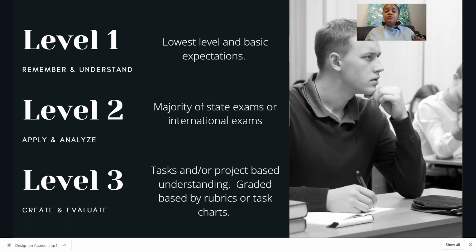And level 2 is the majority of state or international exams. If you're taking MAP testing, well, the grade level expectation should be at that apply or analyze. But if you're taking an American standardized test, you are definitely working at a majority level 2 exam. When we took our teacher certification exams, apply and analyze, those are the test levels that things are made at. Your level 3 is create and evaluate. Those are usually task and/or project-based understanding and graded by rubric or a task chart.